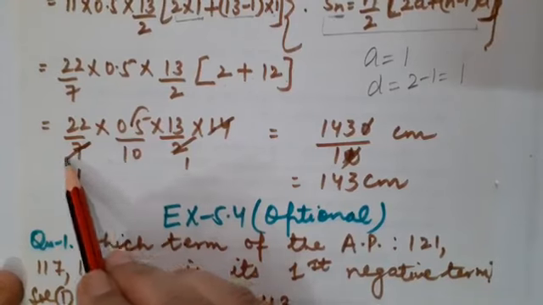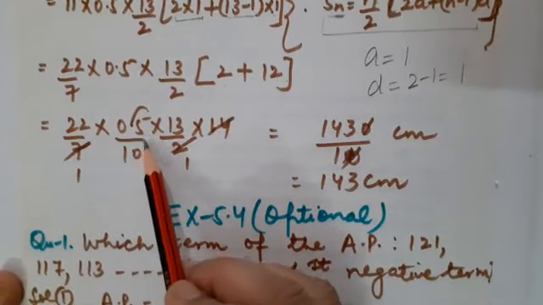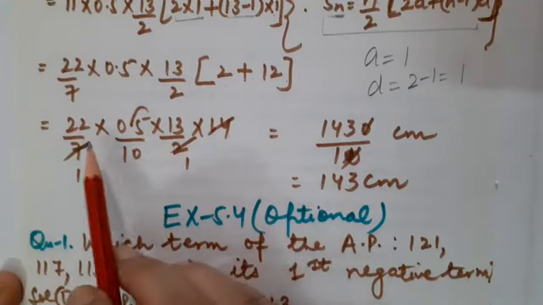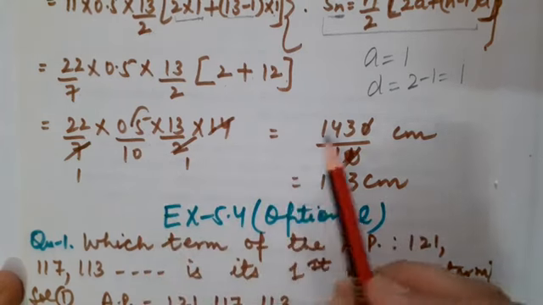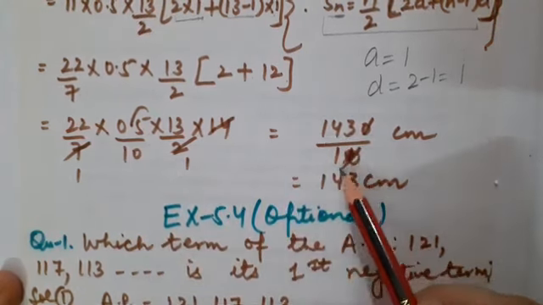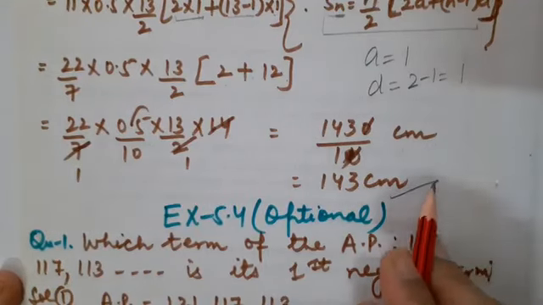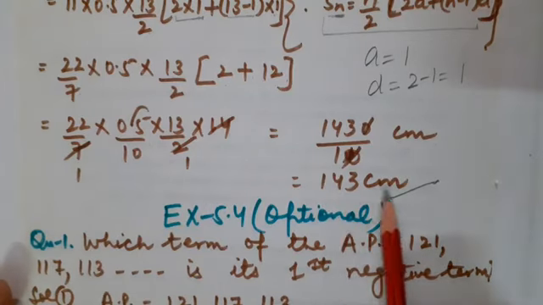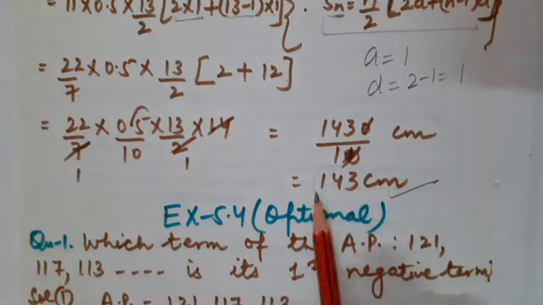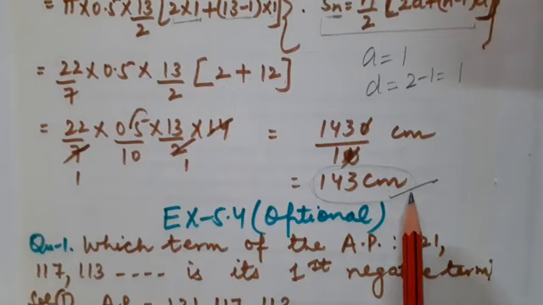Simplify them. 7 into 2, that is 14, is going to be cancelled with 14. Removing the decimal of 0.5, I have got 22 into 5 into 13 upon 10. So it would become 1430 upon 10 centimeters. So ultimately, what would be the length of the total 13 spiral bindings? It would be 143 centimeters. Correct, students? So this is basically the length of the spiral which is made by total 13 consecutive semicircles.